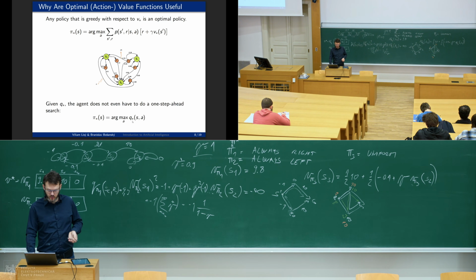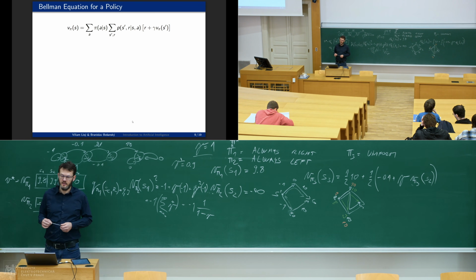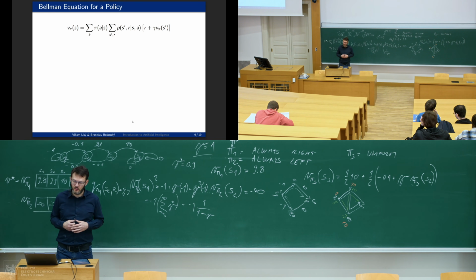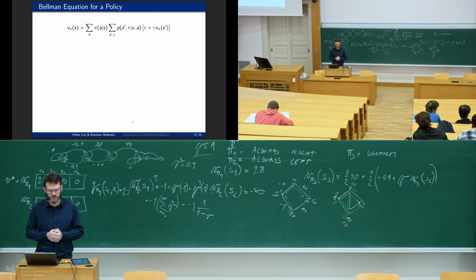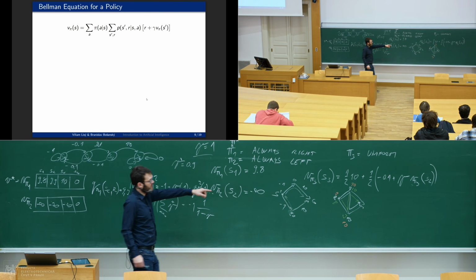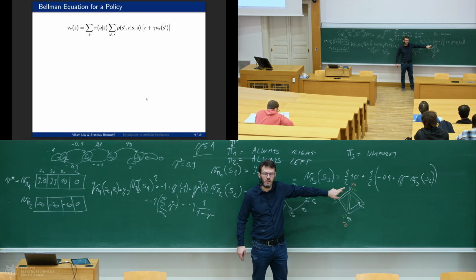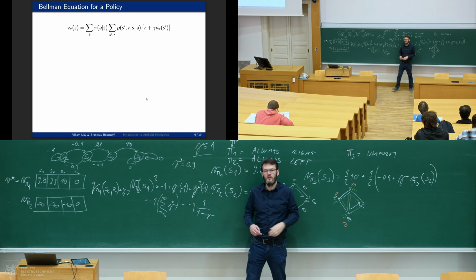So we know what value functions are and what they are good for. Now let's talk about how to compute them, right? And this is, again, one of the most fundamental equations of reinforcement learning, which is called the Bellman equation for a policy. And again, it looks a little scary, but I kind of sneakily tried to push it to you here already, right? It's just a generalization of what I was trying to show you here.